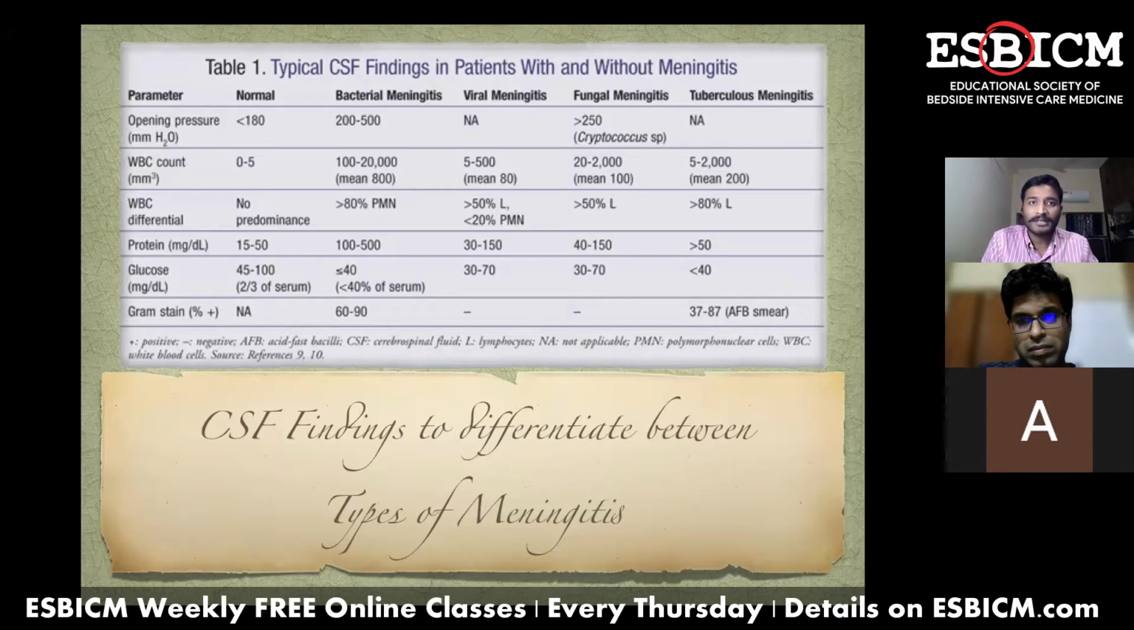And once we get an idea of whatever CSF routine microscopy reveals, we have to send it for culture, so that we can isolate the organism which we are dealing with, and the treatment protocol can vary according to the organism. Also, remember to store one sample, because we may have to do some more investigation on the lumbar puncture sample. And after that, there are few more investigations.